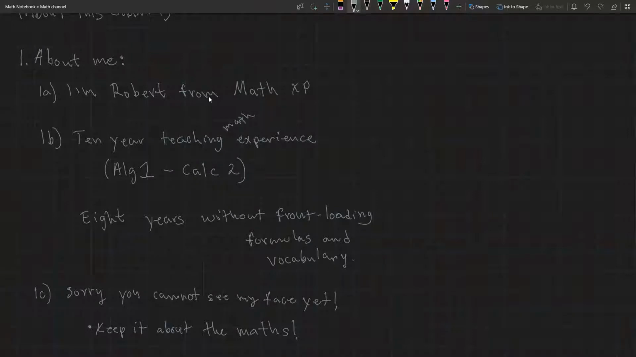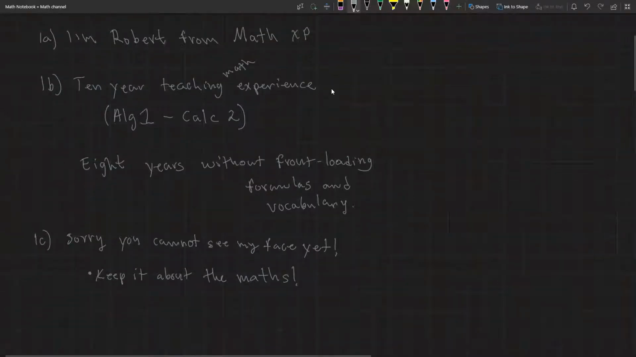So about me, I'm Robert from MathXP. If you have paid attention to my logo, I would like to apologize if for any reason you think of it as X row. And you know what? It is row. But if you don't know what I'm talking about, then let's just go with XP. I really like the fact that row looks like P. So therefore, I'm sticking with that.